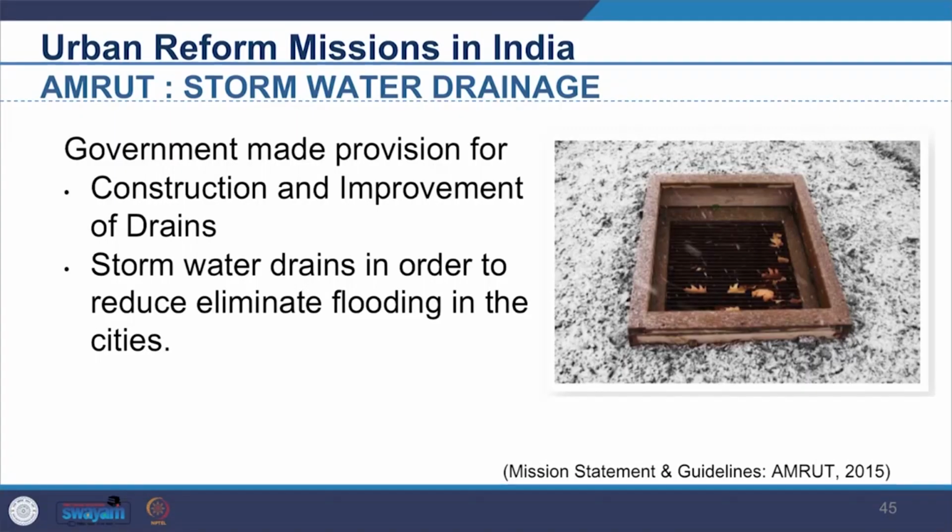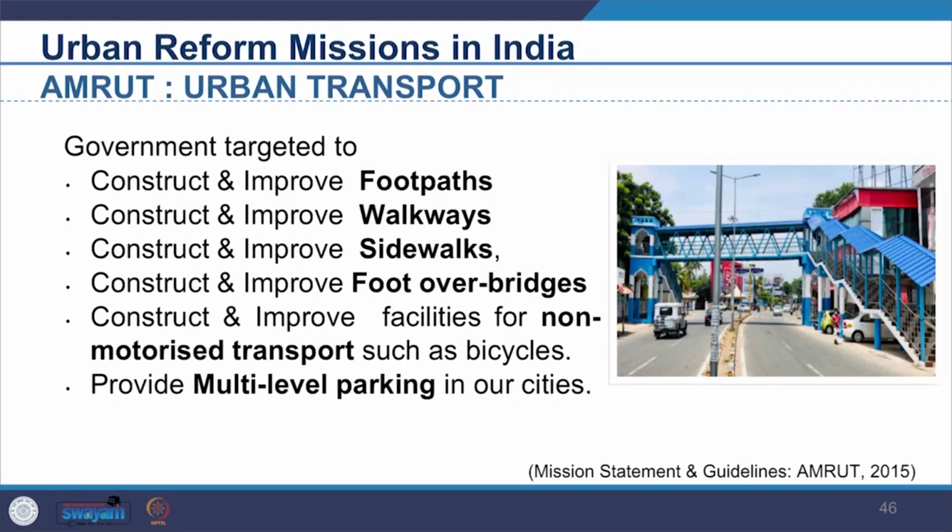The third component is the storm water drainage in the mission. In this component, the government made provision for construction and improvement of drains and storm water drains in order to reduce and eliminate flooding in the cities. The fourth component is urban transport in the mission. In this component, the government targeted to construct and improve the footpaths, walkways, sidewalks, foot-over bridges and facilities for non-motorized transport such as bicycles, and also provide multi-level parking in our cities.